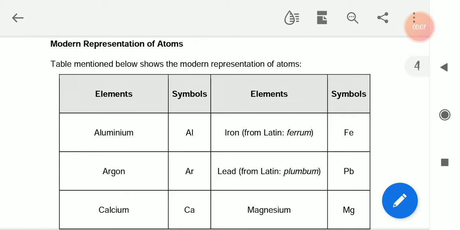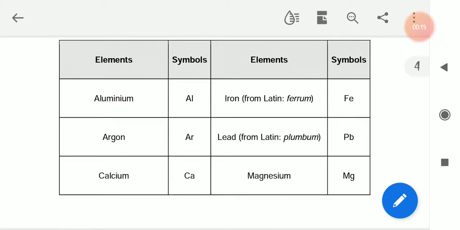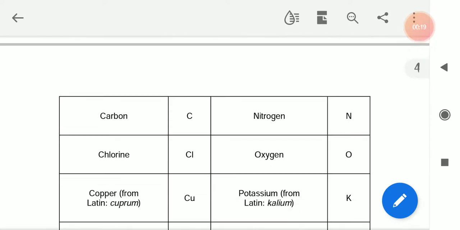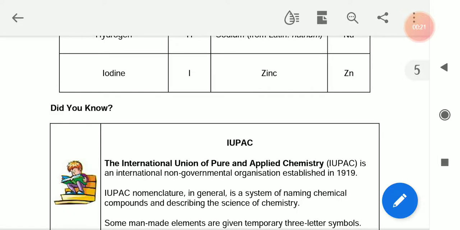Last class we studied the modern representation of atoms, elements and some symbols. Now, all of you are confirmed with these elements and symbols. Today we'll discuss IUPAC.